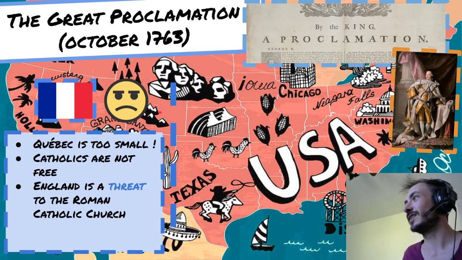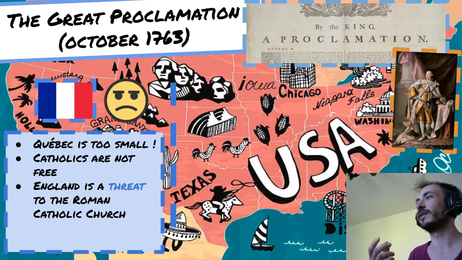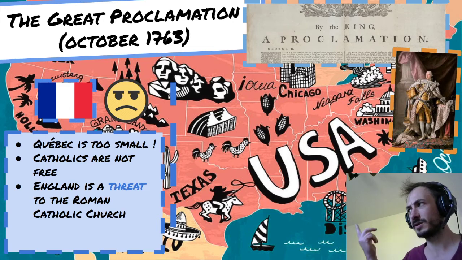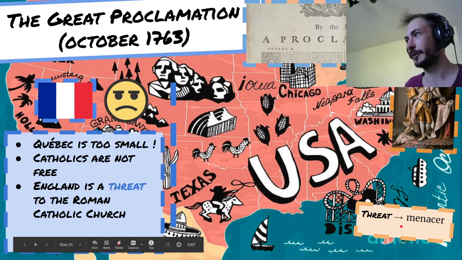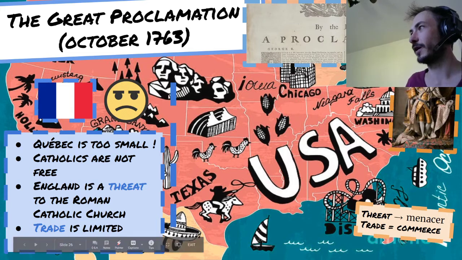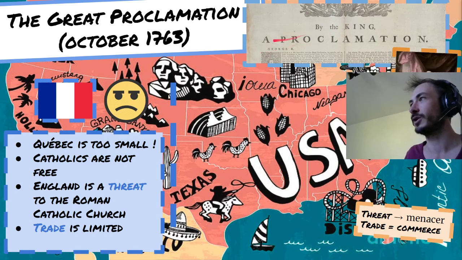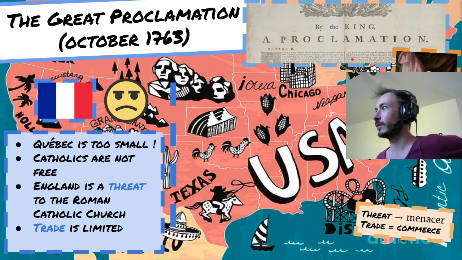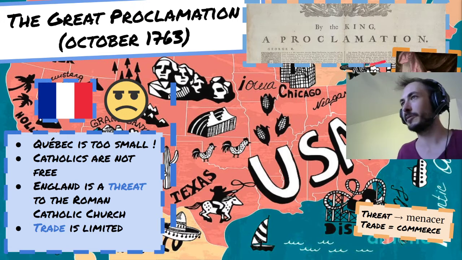And the French thought that England was a threat to the Roman Catholic Church. You remember a threat? We used it in the last chapter. A threat like this. Okay, you remember? Plus, after the king's proclamation, trade was very limited for Quebec. Okay, so the French were very unhappy with the Great Proclamation.